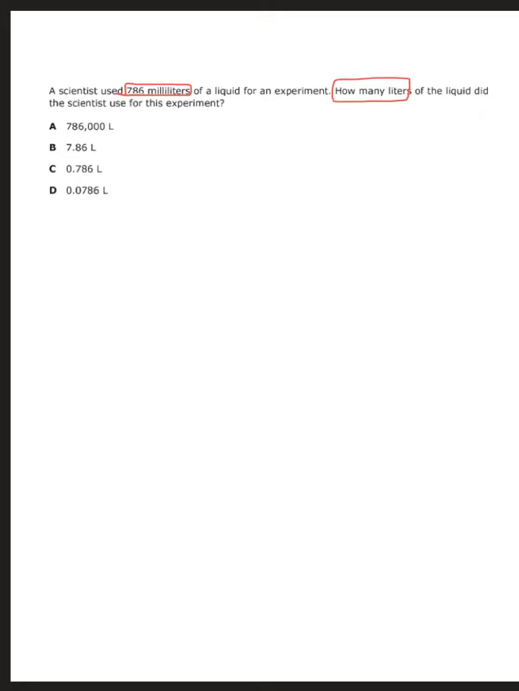So the very first step that we want to do when we're solving these type of problems is we want to identify the units and the amount that you started out with. In this case, we started out with 786 milliliters. And then we want to identify what the unit is that we're trying to find. So in this case, we're trying to find out how many liters 786 milliliters would be.